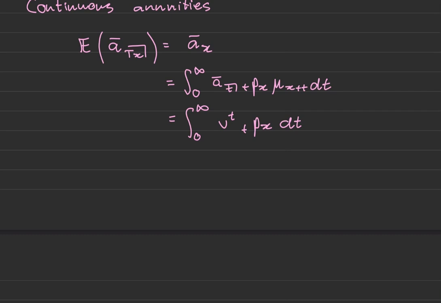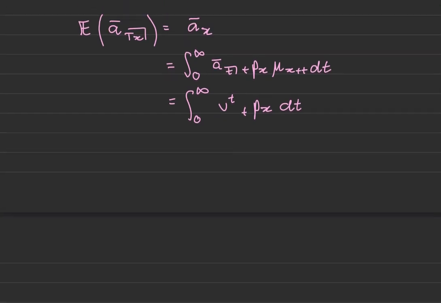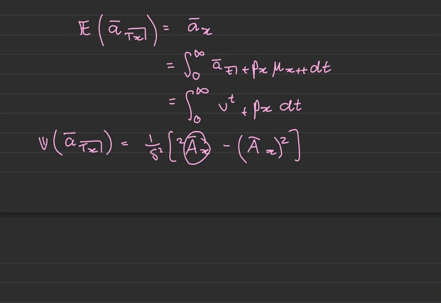Okay, now the variance for a continuous annuity for this present value random variable, the variance of a bar Tx, will be equal to 1 over delta squared, times A bar x with double the force of interest minus A bar x squared, where this A bar x represents a whole life assurance contract payable immediately on death, and this second one is at double the force of interest.